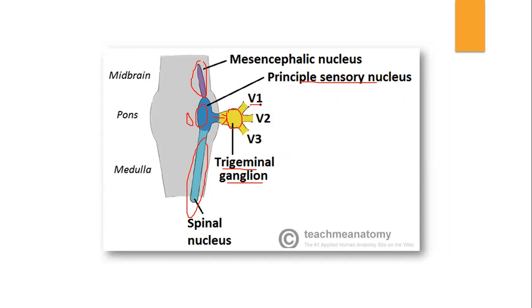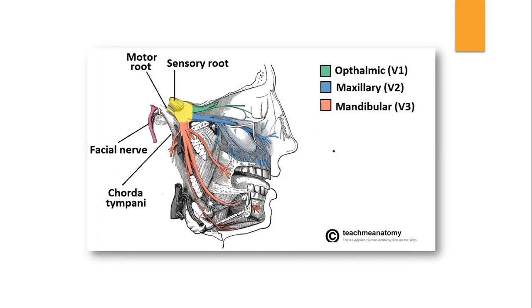One is known as the V1, V2, and V3. The V1 is known as the ophthalmic division. The V2 is known as the maxillary division. And the V3 is basically known as the mandibular division. As you can clearly see it here, the green one is basically the ophthalmic division of the trigeminal nerve, responsible to supply the eyeball.